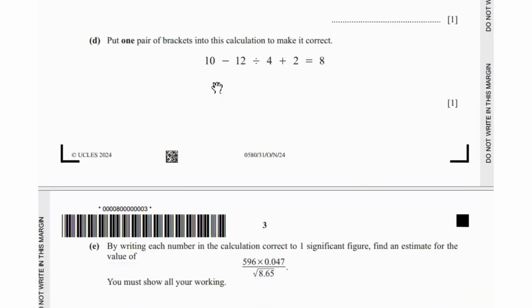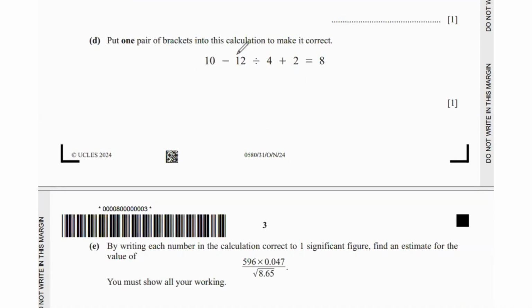Then it says put one pair of brackets into this calculation to make it correct. So if we put a bracket around 10 minus 12, that gives us -2. So -2 divided by 4 plus 2. -2 divided by 4 is -1/2. And then plus 2 is not equal to 8. So that means this won't work.